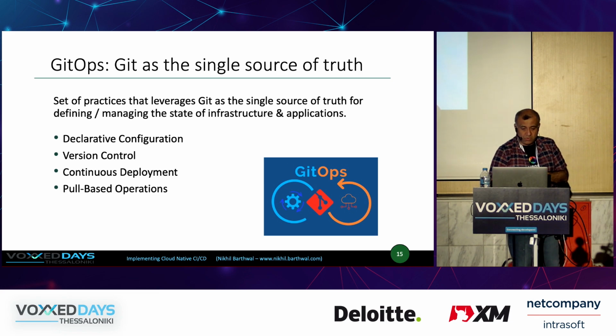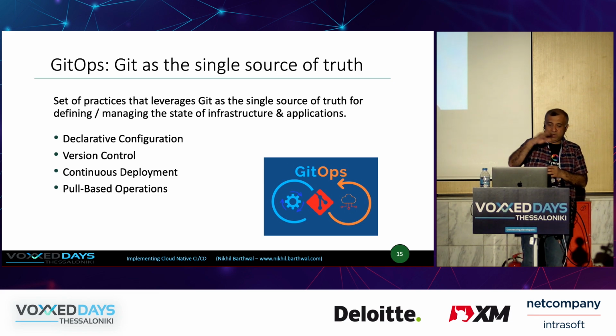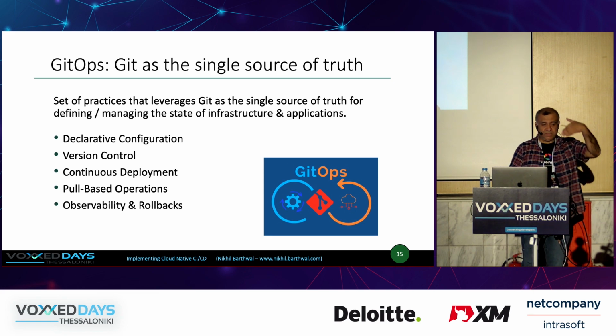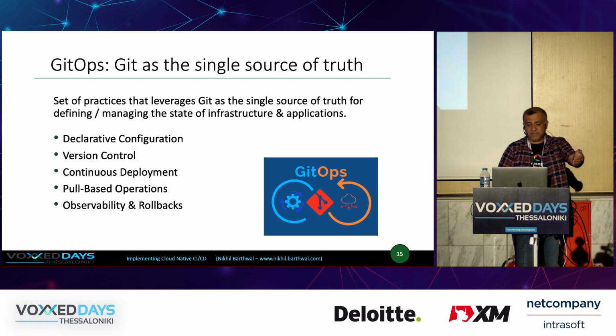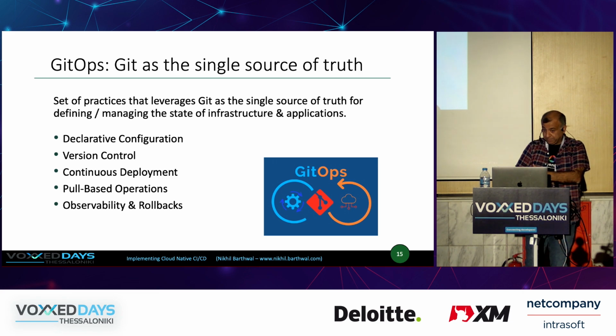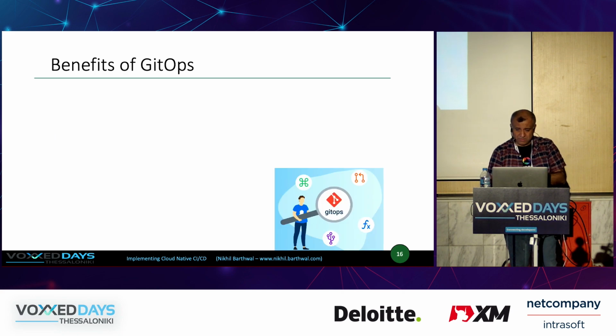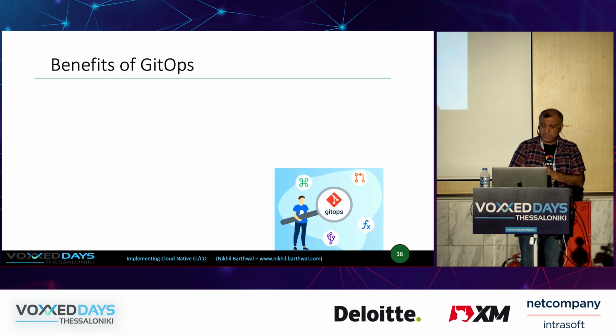Above all, you have pull-based operations. So with a pull request, you can actually see the changes that are happening to your infrastructure. And then you have observability and rollbacks, right? You can observe how the infrastructure is behaving, and if something is going bad, like I said, because you have the entire version history, you can actually roll back in time. So that's a big advantage. We're talking about advantages, so let's look at some of the specific advantages that GitOps would provide.